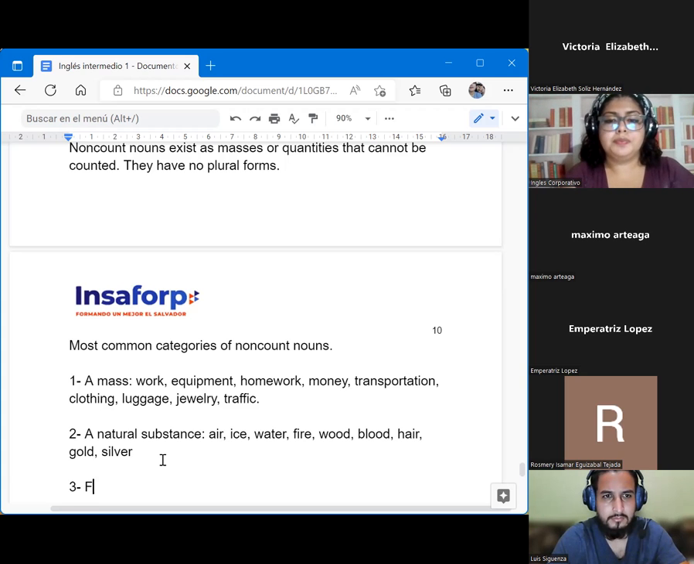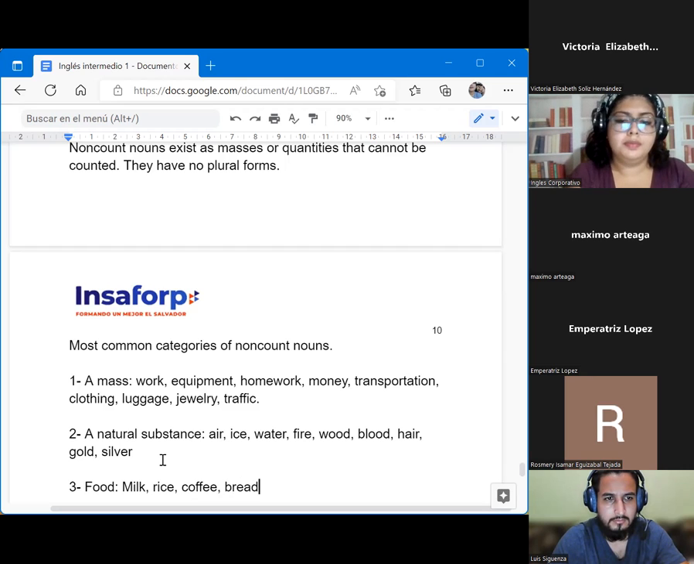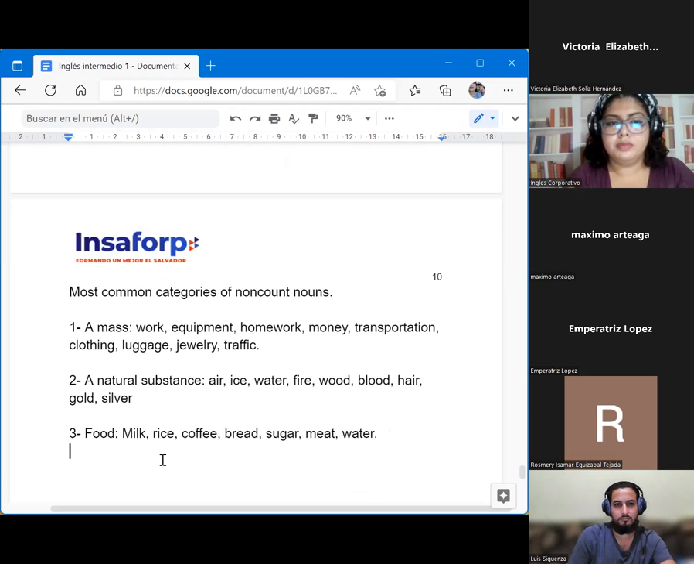Then, food. Milk. Rice. Coffee. Bread. Sugar. Meat. And again, water. Number four. An abstract concept.